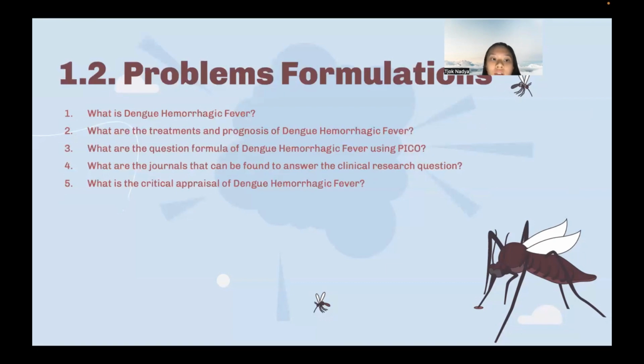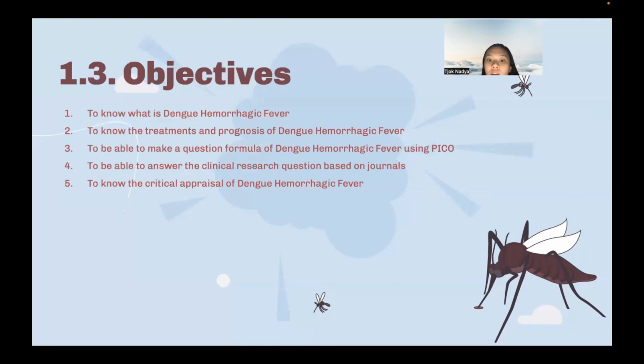These are the problem formulations for our student project. First, what is dengue hemorrhagic fever? Second, what are the treatments and prognosis of dengue hemorrhagic fever? Third, what is the question formula of dengue hemorrhagic fever using PICO? Fourth, what are the journals that can be found to answer the clinical research questions? And lastly, what is the critical appraisal of dengue hemorrhagic fever?